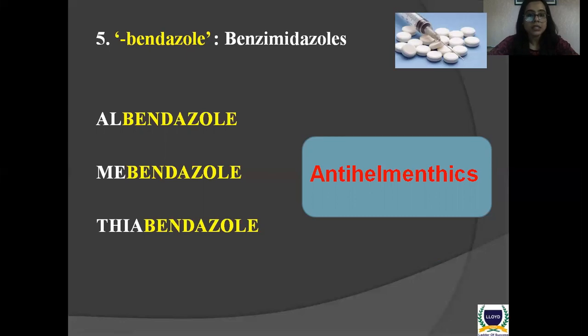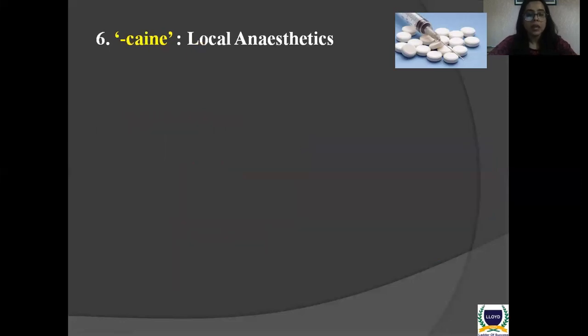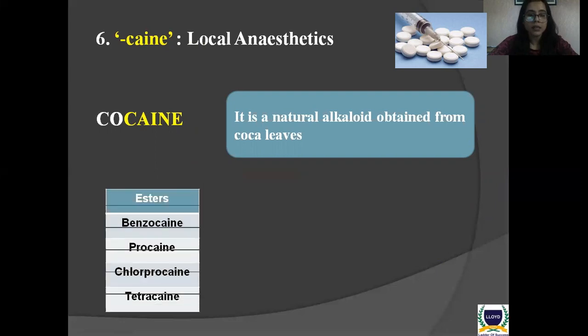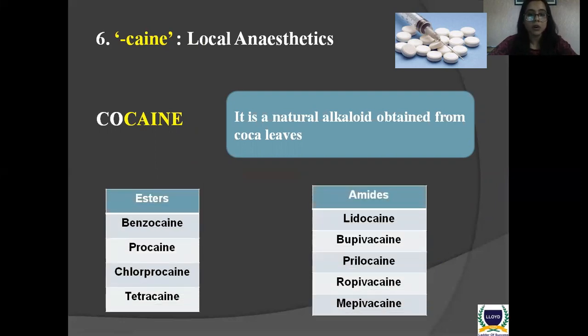Our next suffix is caine. Caine indicates they are local anesthetics. Local anesthetic drugs include cocaine. Cocaine is a natural alkaloid obtained from coca leaves. But we also have some synthetic local anesthetics, that is, ester local anesthetics and those having an amide linkage, that is, amide local anesthetics.